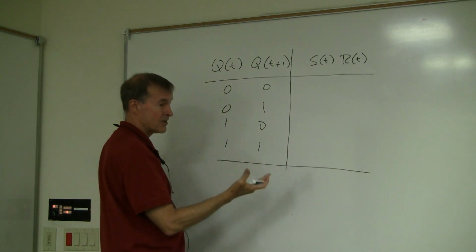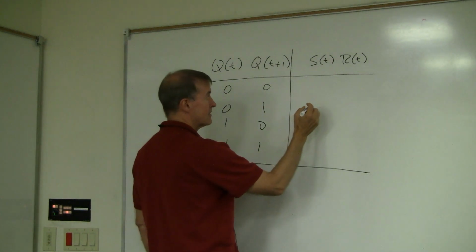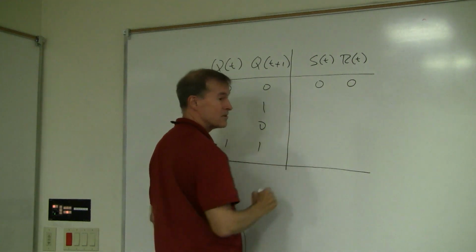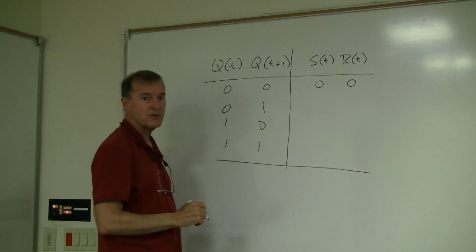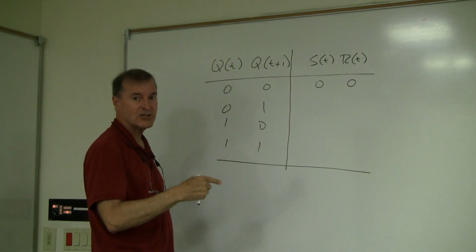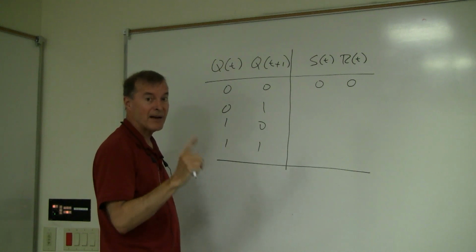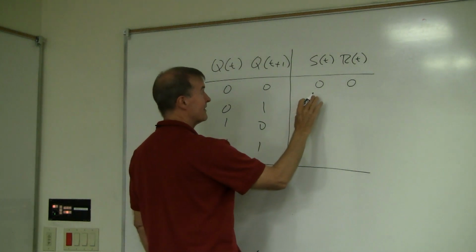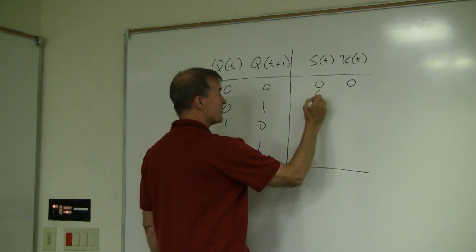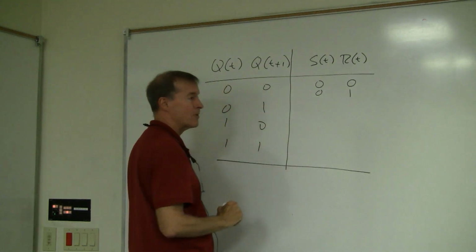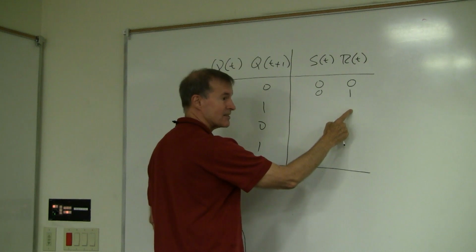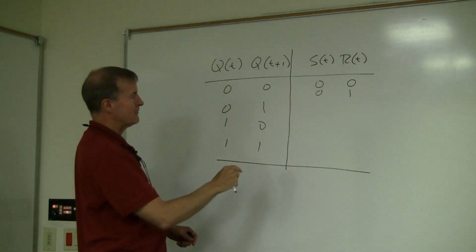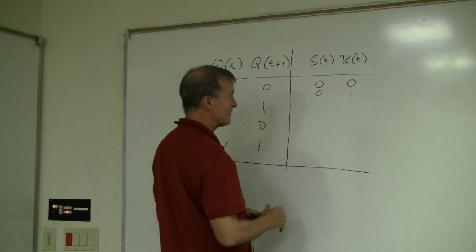Well, there's a couple of possibilities. It could be 0, 0, because 0, 0 is the unchanged condition. But there's another possibility. It could also be 0, 1, because 0, 1 is the reset condition, right? But wait a minute. We can't have two things here. We only have to have one.